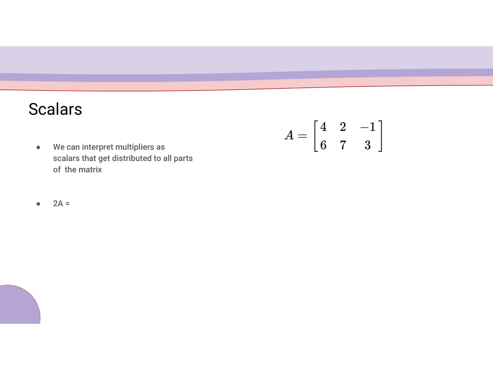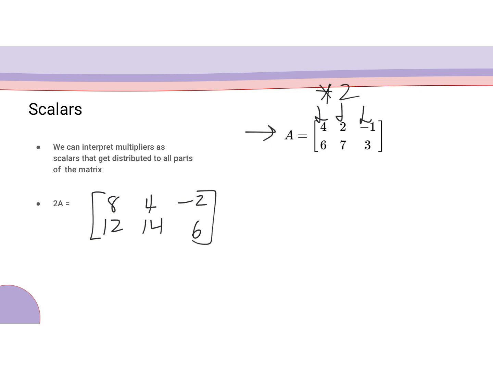The other part I want to show you is scalars. This is pretty much the same thing. So here's the A matrix. If I want to find 2A, I literally just double everything. So scalars work just like distribution. So you just distribute to everything. Just think of every single one of these cells getting individually multiplied with 2.